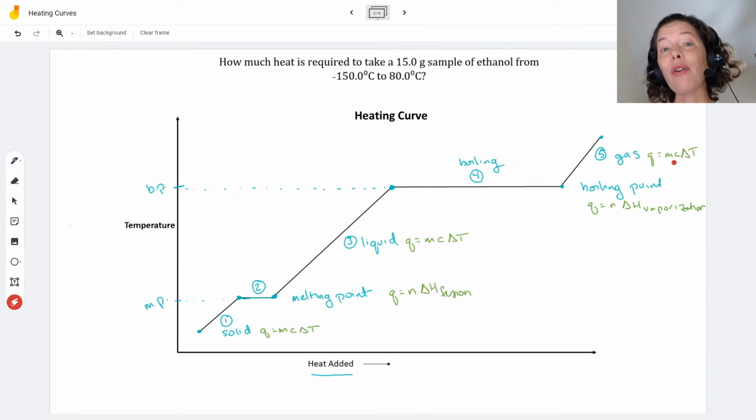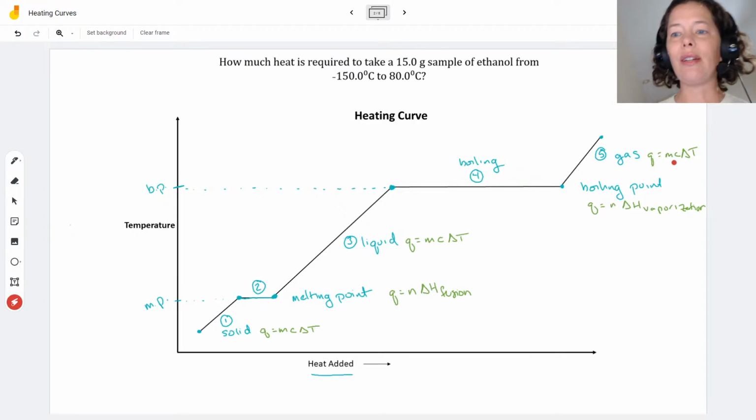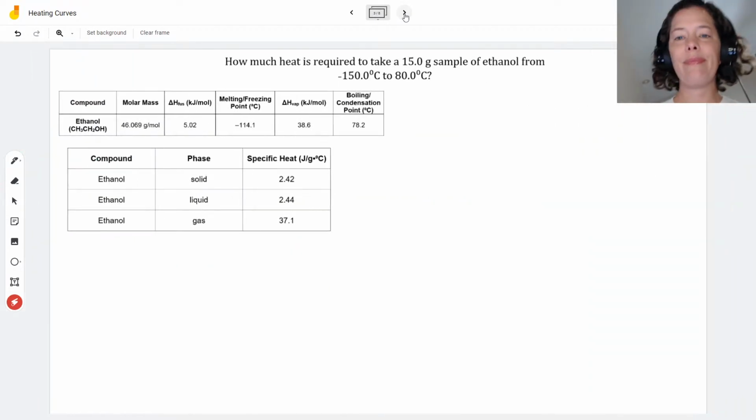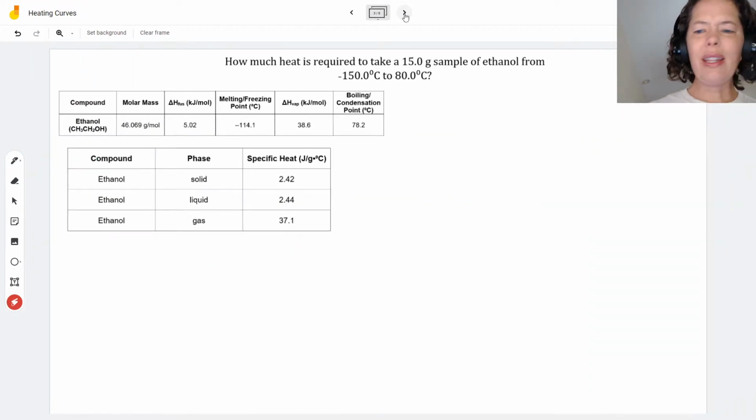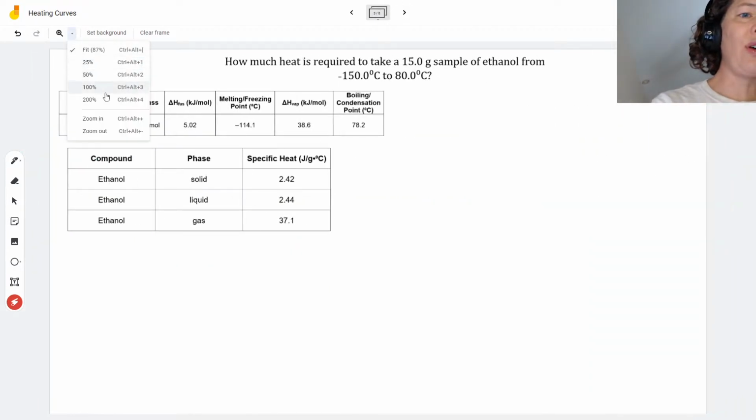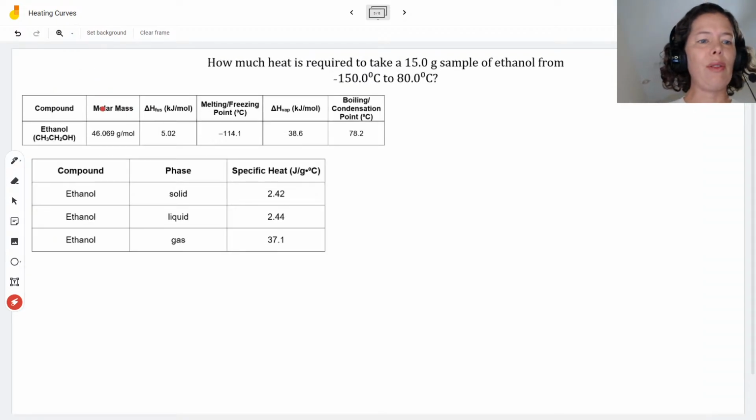And I have gathered up all of the information we need, and it's a lot of information. Let's put it all together and let's actually calculate the heat required to take this 15 grams of ethanol from negative 150 to 80 degrees Celsius. Okay, here we go. This is kind of small, so let me make it a little bit bigger.